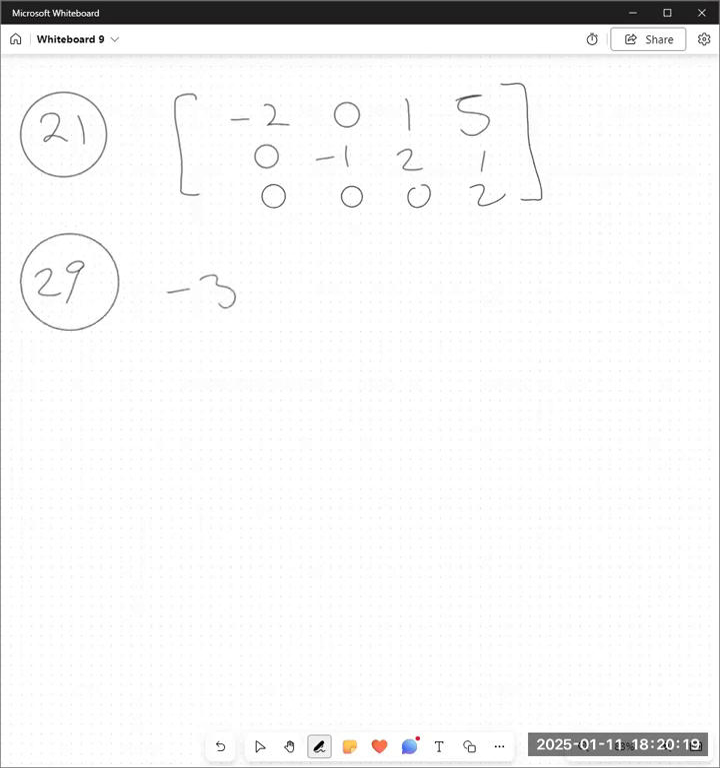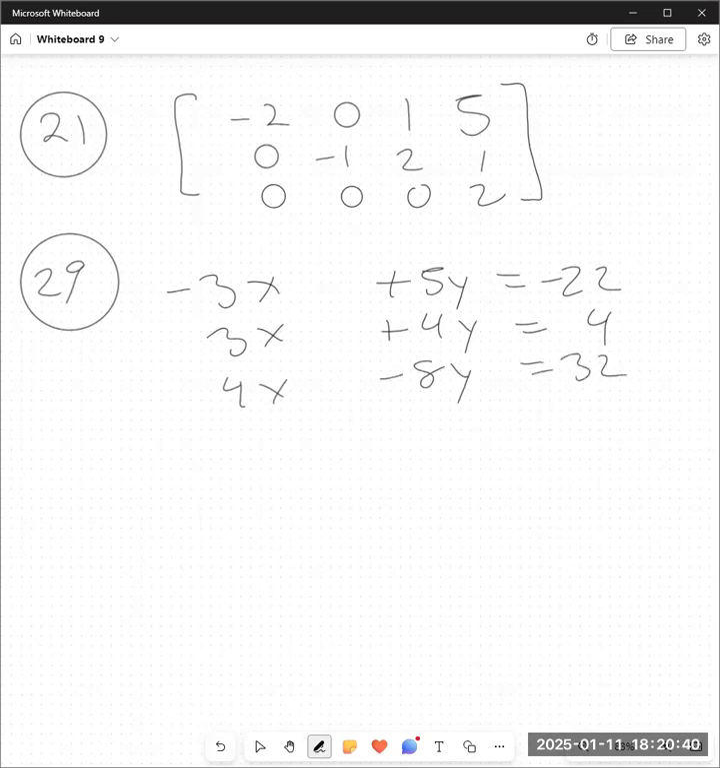And we have -3x plus 5y is equal to -22. 3x plus 4y is equal to 4. And 4x minus 8y is equal to 32. So I'm just going to put this into matrix form just to help me keep track of everything and not have to write the letters all the time. So this is -3, 5, and then I'm going to augment that -22, 3, 4, 4, 4, -8, 32.